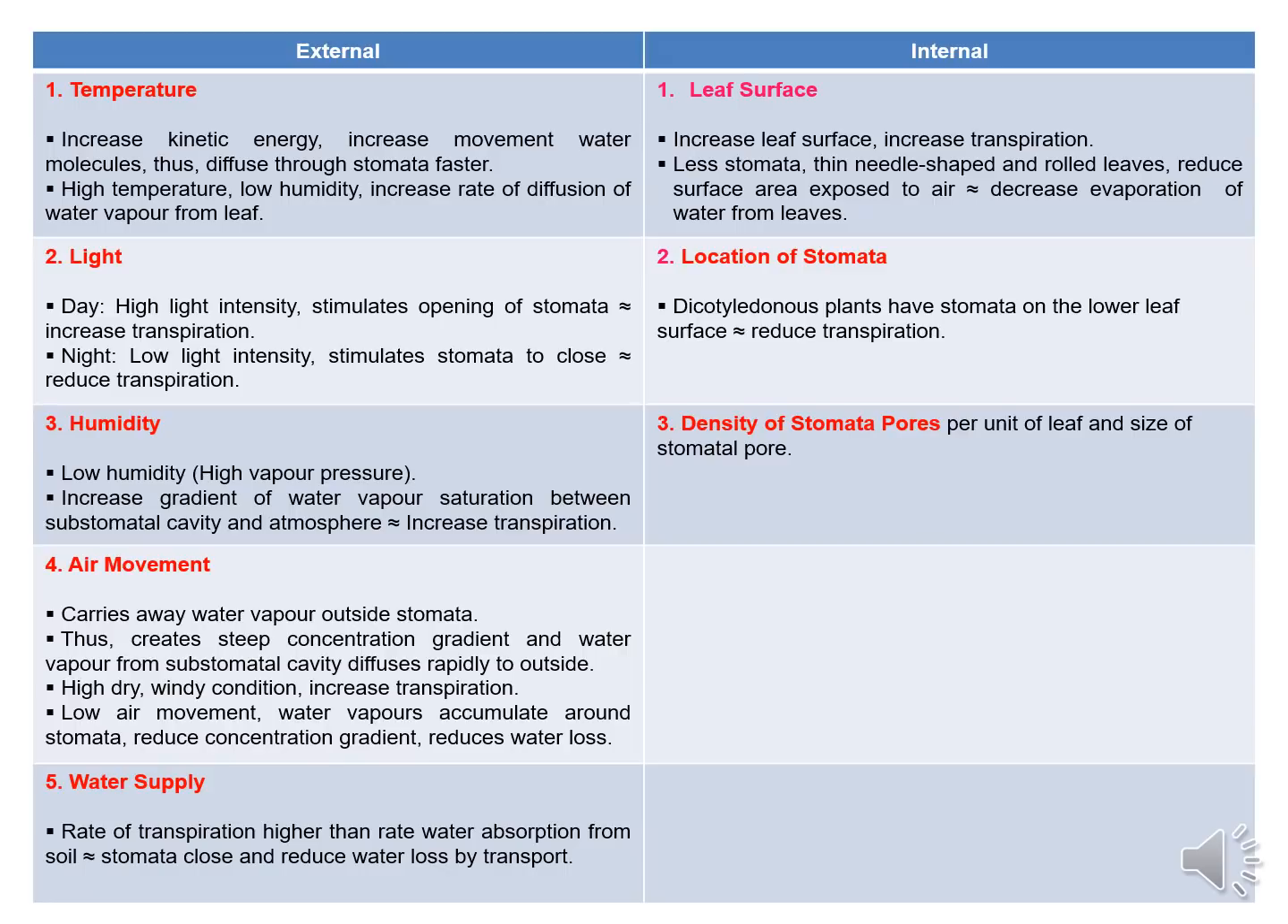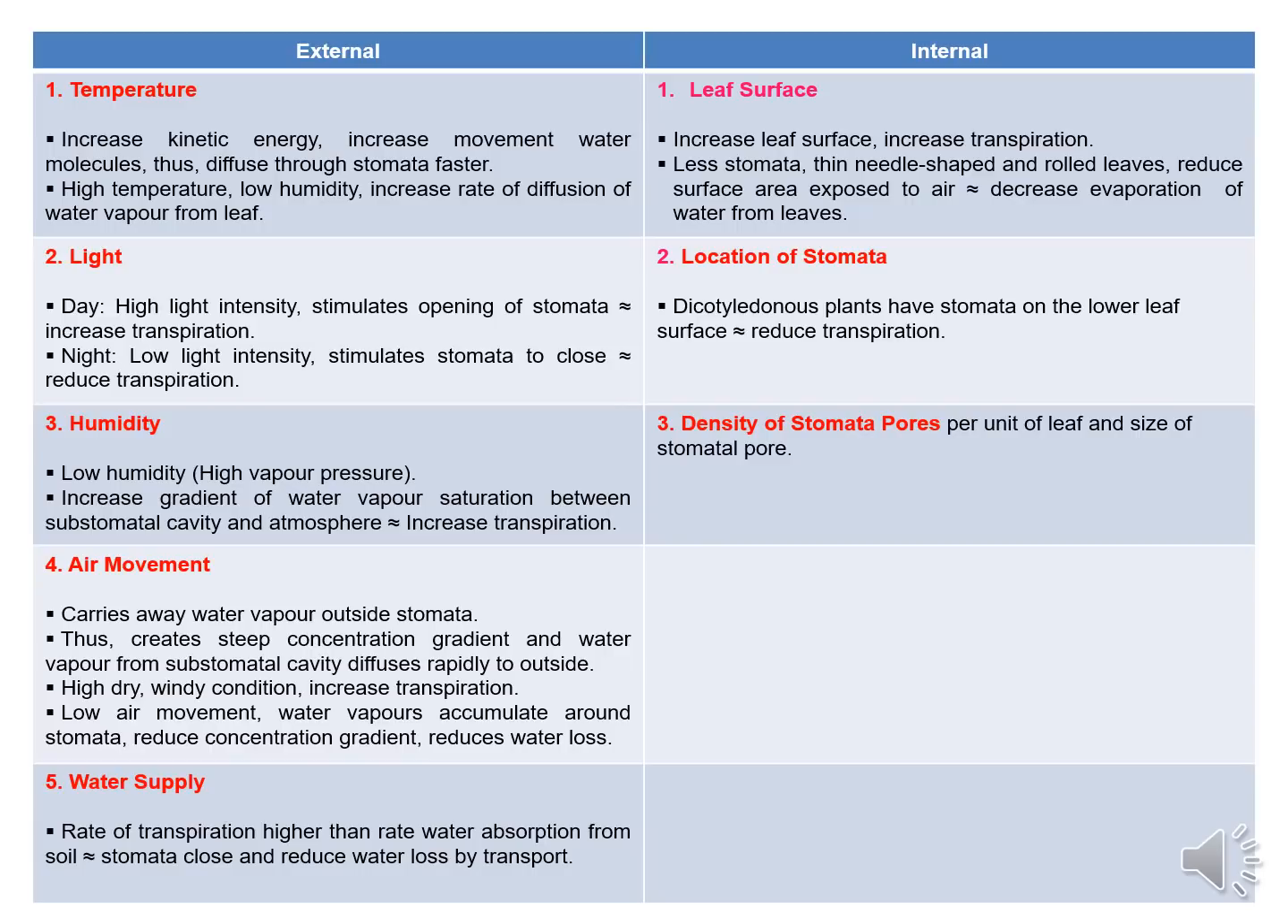Now, in temperature, increased kinetic energy will increase movement of water molecules. Therefore, they will diffuse through the stomata faster, meaning that as the kinetic energy increases, the movement of water molecules will increase, then they will move faster through the stomata. Under high temperature and low humidity, it will increase the rate of diffusion in the form of water vapor from the leaf to the atmosphere.